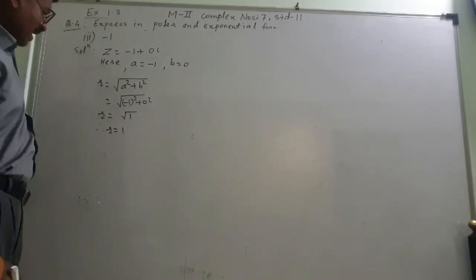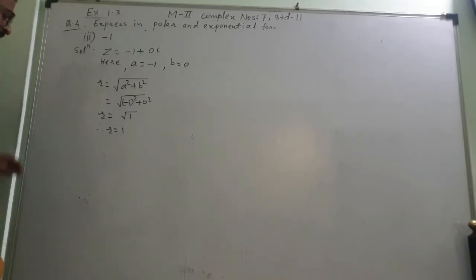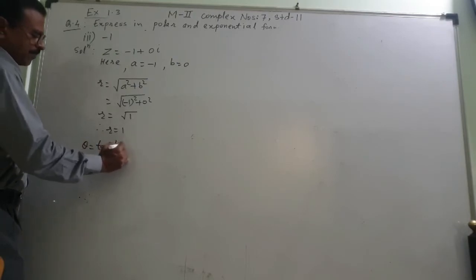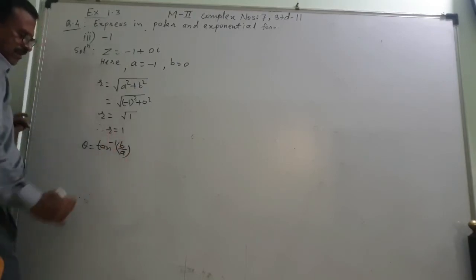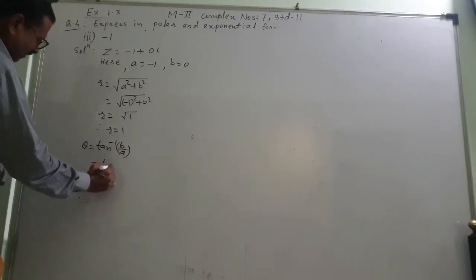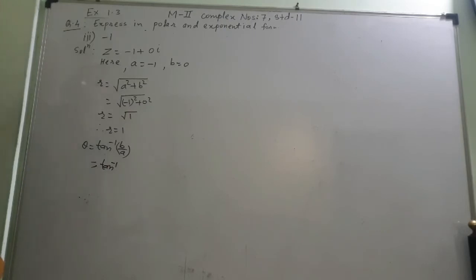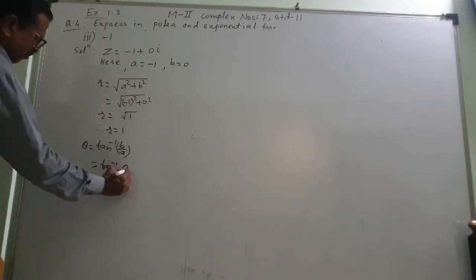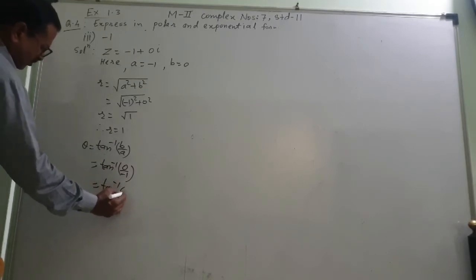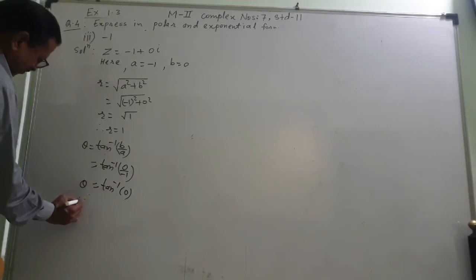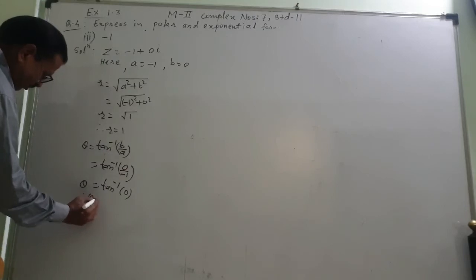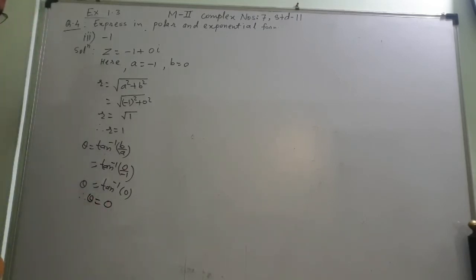Now I have to find the angle. Theta is equal to tan inverse of b upon a. Don't go by sign. Tan inverse of b upon a, that is equal to tan inverse of 0 upon -1, which is tan inverse of 0. This is theta. Therefore, whose tan is 0? Tan 0 is 0, so 0.